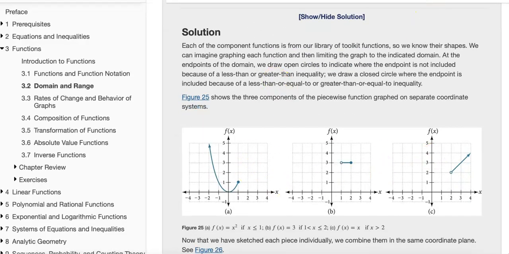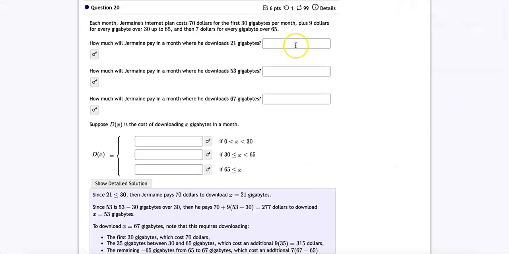So I highly recommend that you look through the examples in the textbook. For this number 20, we're looking at an internet plan that is going to vary depending on the gigabytes used. There is a base cost of $70, and that includes the 30 gigabytes. Then it's going to cost another $9 for every gigabyte over 30, but up to 65. And then once you get up to 65, you pay $7 for every gigabyte after that.